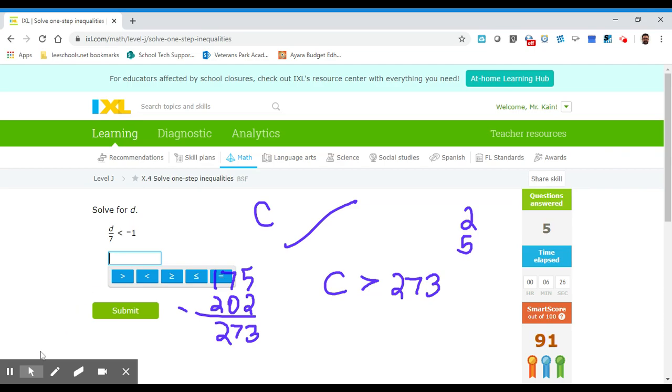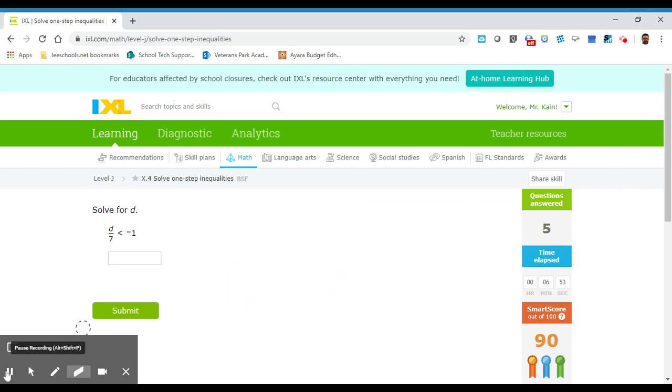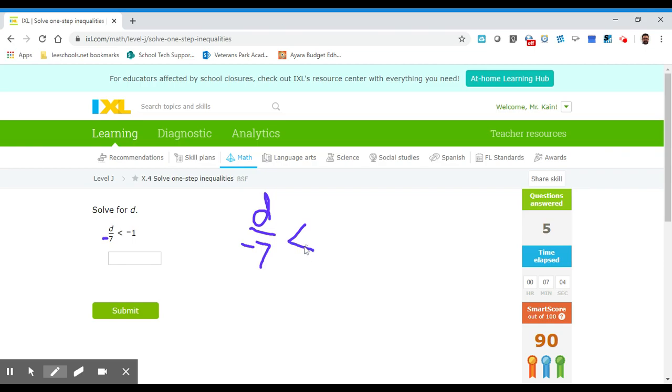Let me see if I can find a problem. Okay, it's taken me a long time to find one. So let's just say you get a problem that looks like this, except there's a -7 at the bottom. So it's d divided by -7 is less than -1. So if you are ever multiplying or dividing your variable by a negative number, only multiplying and dividing by a negative number, you have to switch the sign.